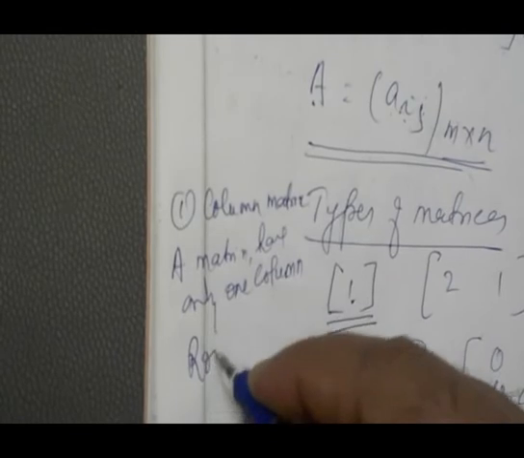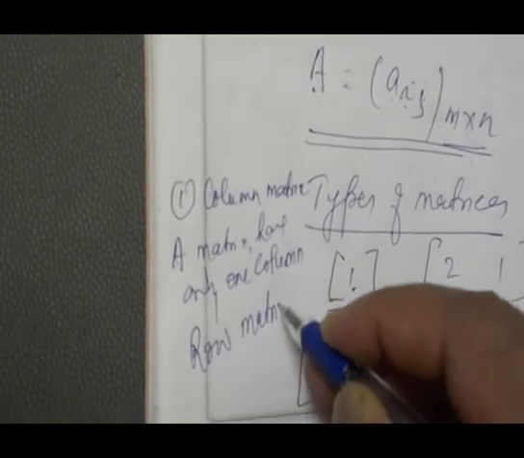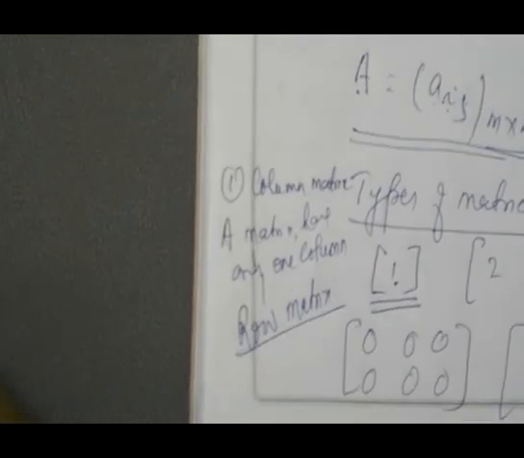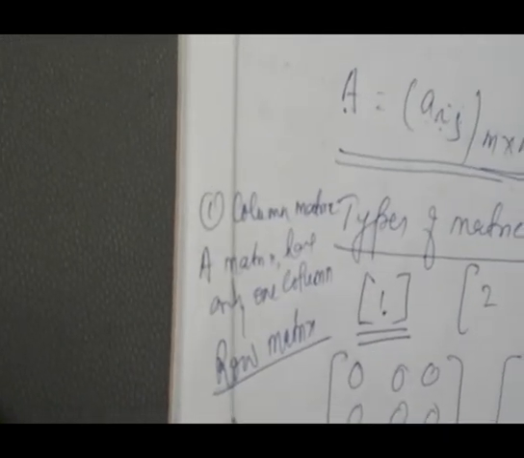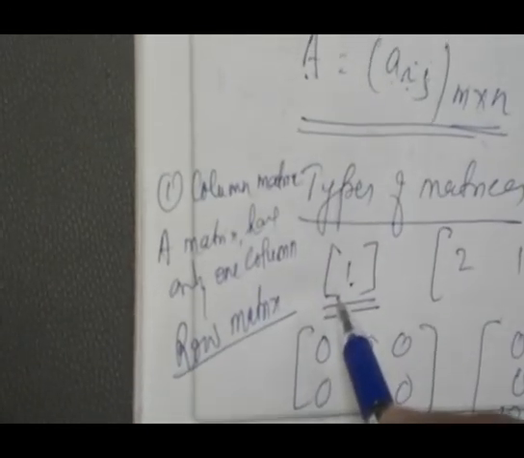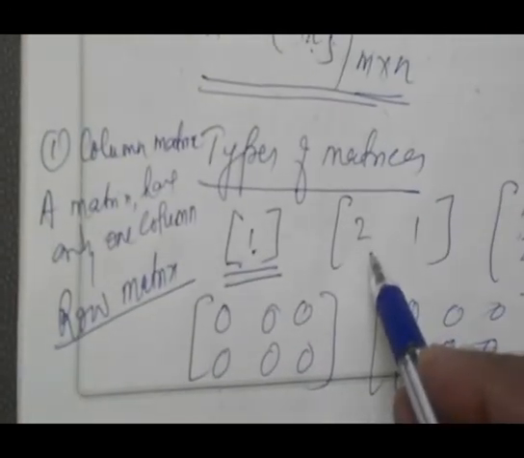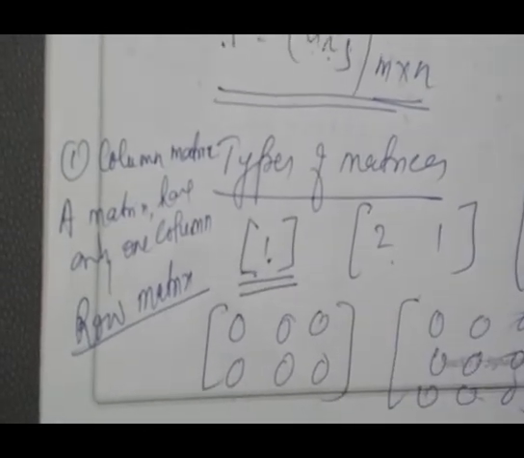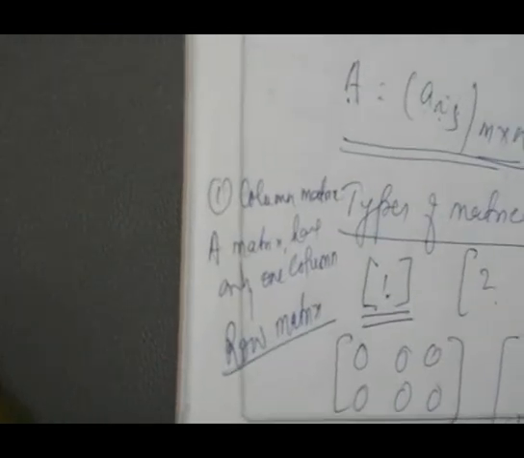Similarly, you can define a row matrix: when a column matrix contains one column, a row matrix is a matrix containing only one row. This is a row matrix containing one row but two columns. So the number of columns may be different but the number of rows should be one. This is called a row matrix.